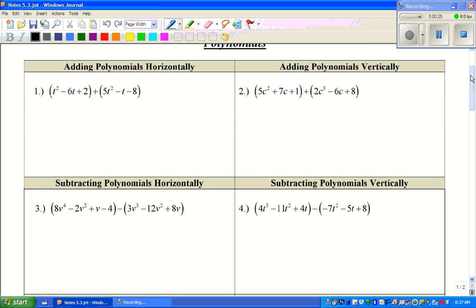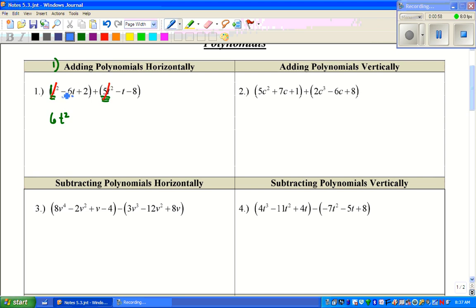There's a couple different ways we can go about this, and the first way I want to talk about today is adding polynomials horizontally. When you add polynomials horizontally, you look for like terms. This one we have a 1t squared, this one we have a 5t squared. There's a plus sign in between them, so we go with a positive 6t squared. I'm going to cross that off and cross that off since I used it, okay?